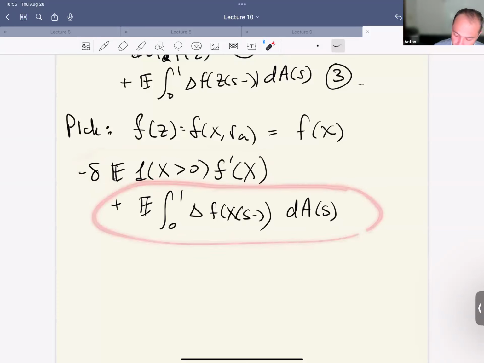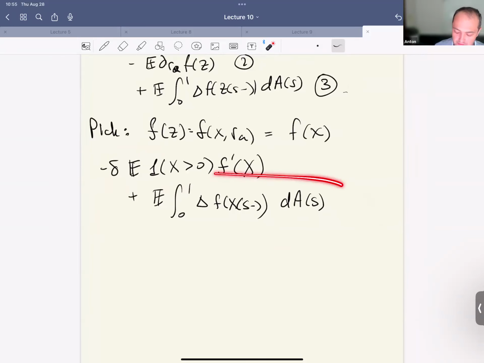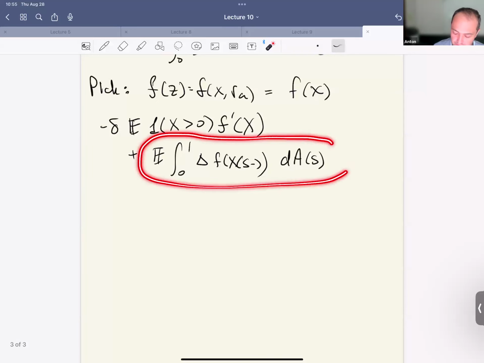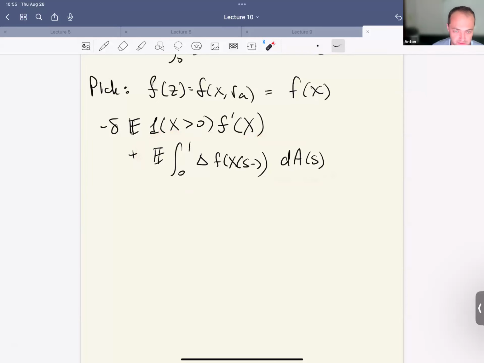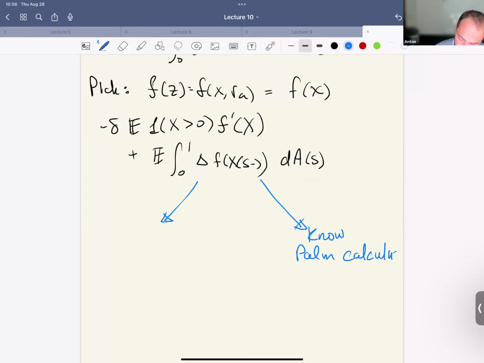What about this thing? Notice I haven't said anything about it yet. I've been keeping it in this weird integral form, but that's for a reason. This term is where all the magic is, and all the difficulty, perhaps. Now, there are two ways to go about thinking of this. Number one, you know Palm calculus, or you don't know Palm calculus.